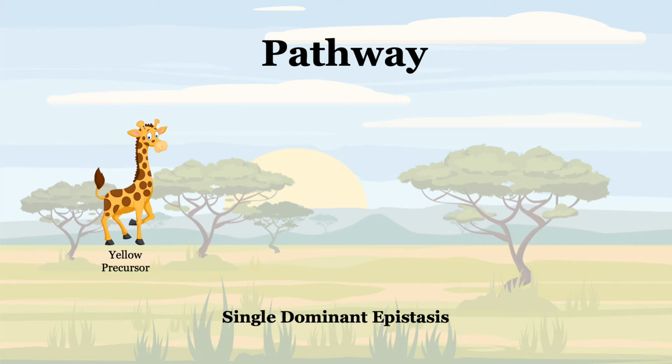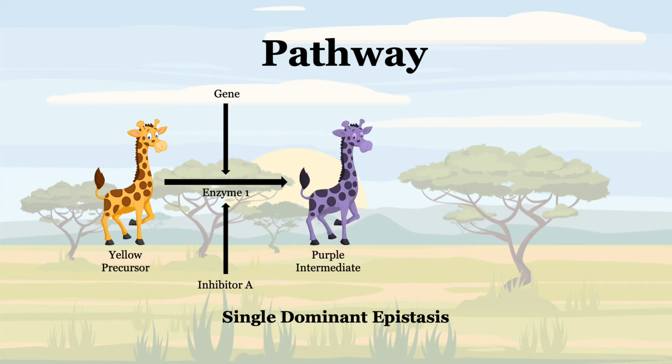We start with yellow pigment, and an enzyme controlled by another gene on the chromosome can convert this yellow pigment to a purple intermediate pigment. However, the dominant A allele inhibits this enzyme, stopping it from fully functioning. If the inhibitor is not present, or in other words, the dominant A allele is not present, then the pigment will go from yellow to purple.